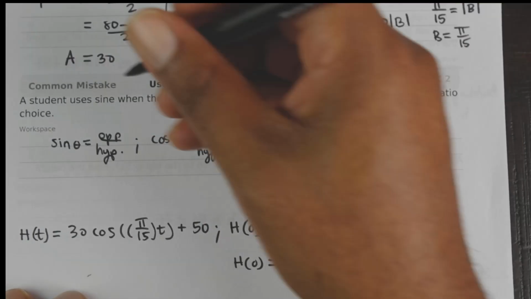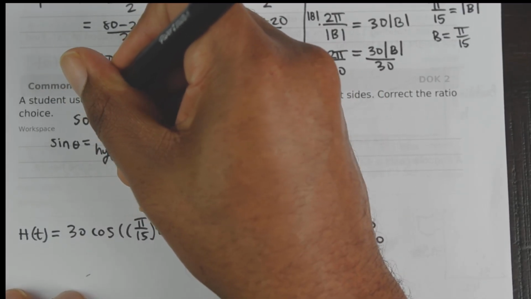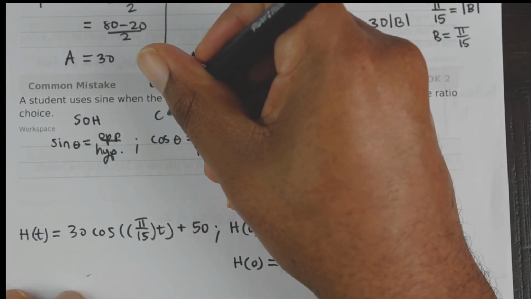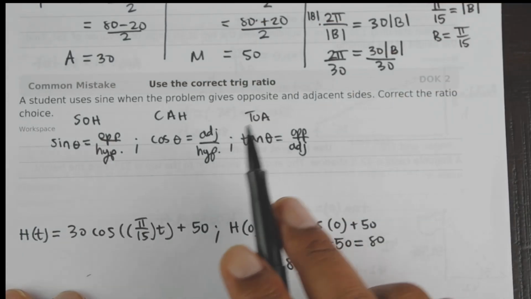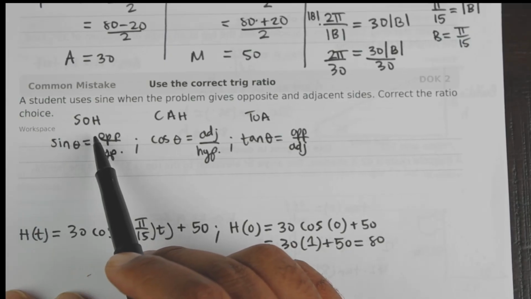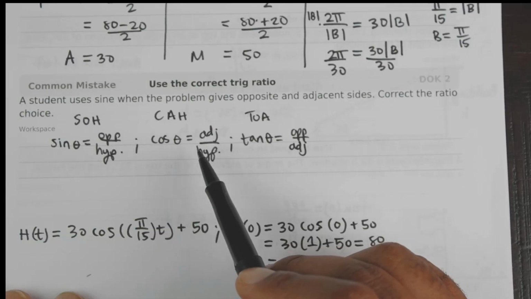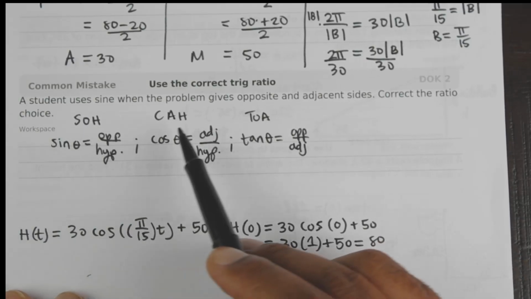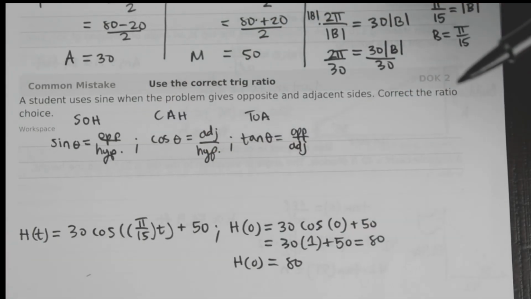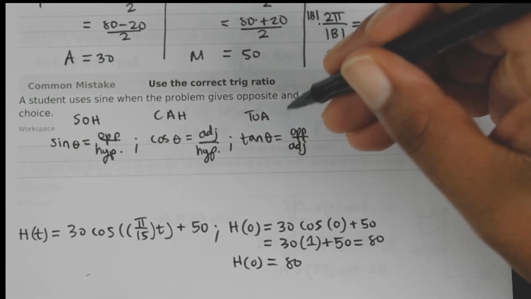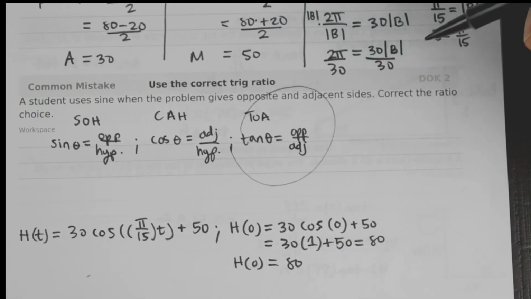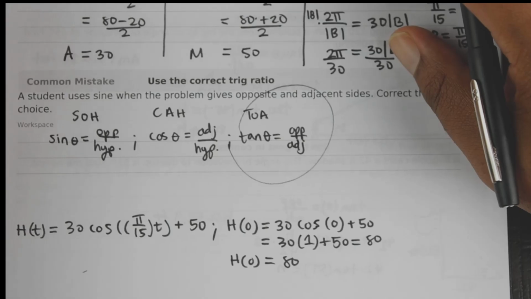All right, some people used to say SOHCAHTOA. That's just a way to remember these. SOHCAHTOA. Okay, just to remember the ratios for those things. So if the problem gives the opposite and adjacent sides, right, the correct ratio is tangent, not sine. Okay, so always choose the trig ratio based on the sides that you have and the side that you need.